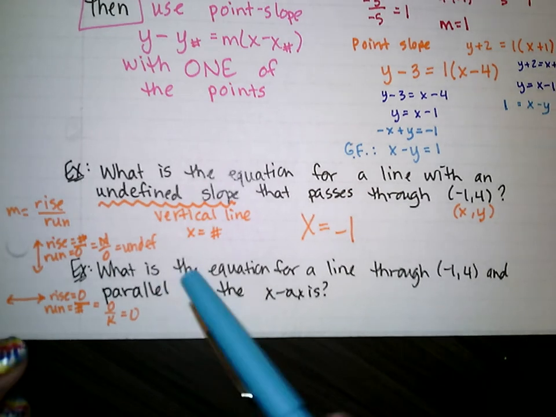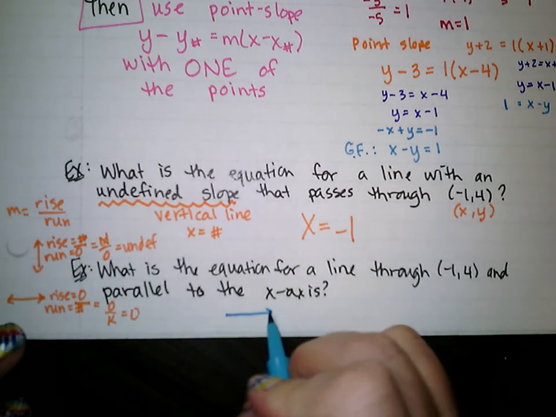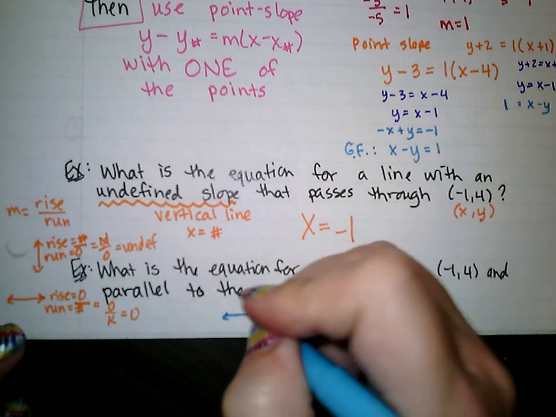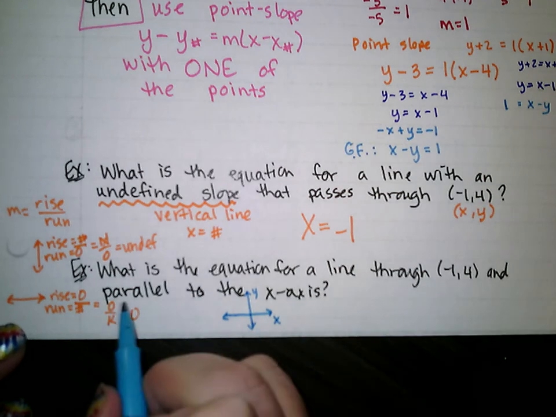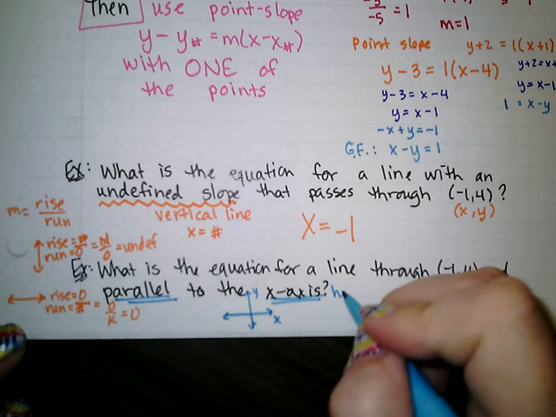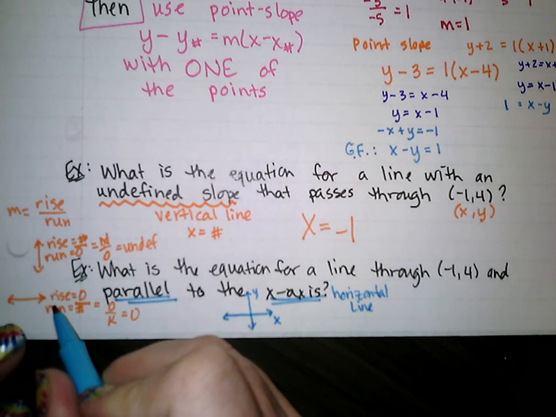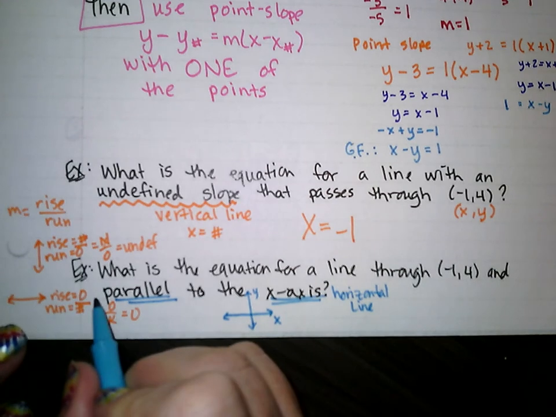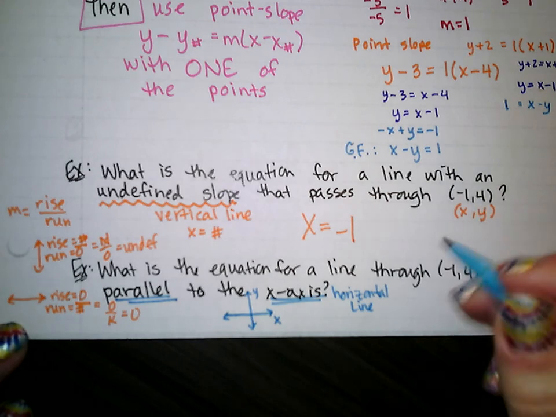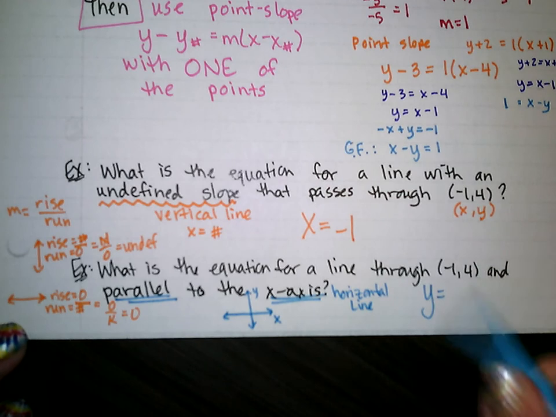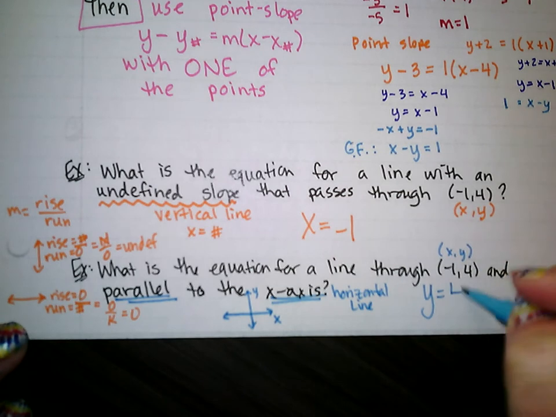So let's look at this one. What is the equation for a line through negative 1, 4 that is parallel to the x-axis? The x-axis is this one. In order to be parallel to the x-axis, it would have to be a horizontal line. And we just talked about horizontal lines. Horizontal lines have a slope of 0, and they have an equation of a line that is y equals a number. So y equals some number. If it's going through negative 1, 4, it would be y equals 4.